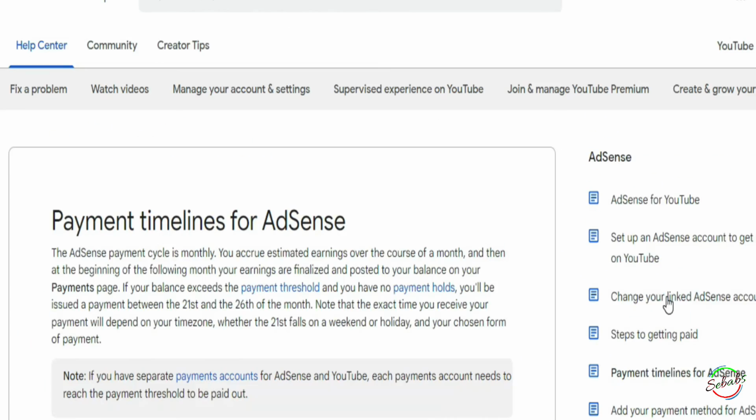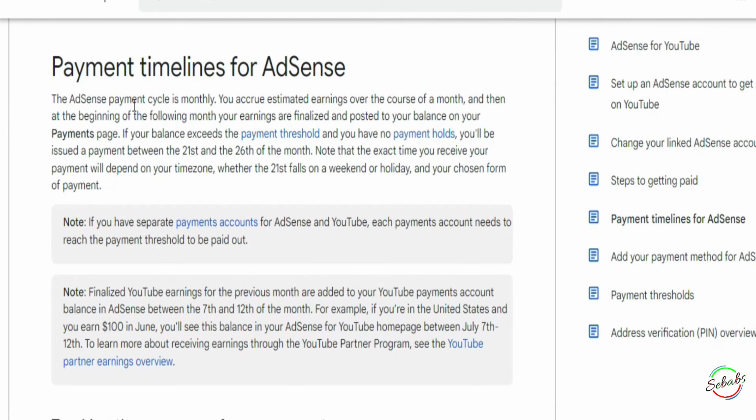That's the first thing. Now, what are the payment timelines for AdSense? The AdSense payment cycle is monthly. You accrue estimated earnings over the course of a month, and then at the beginning of the following month, your earnings are finalized and posted to your balance on your payment page. If your balance exceeds the payment threshold and you have no payment holds, you'll be issued a payment between the 21st and the 26th of the month.